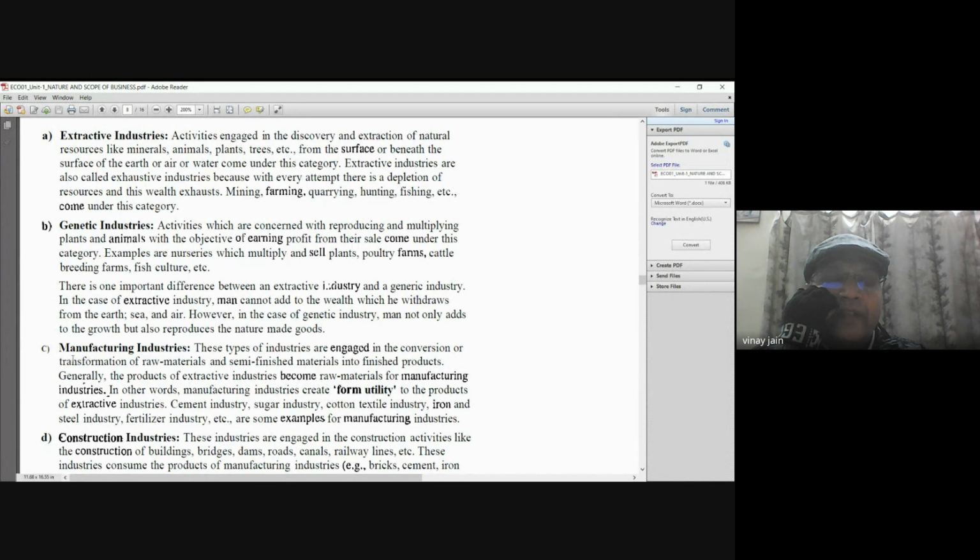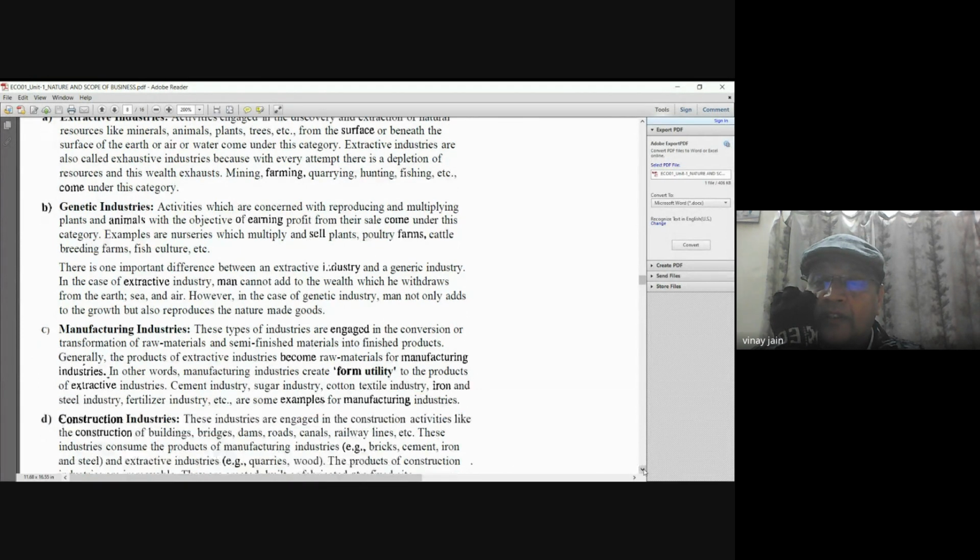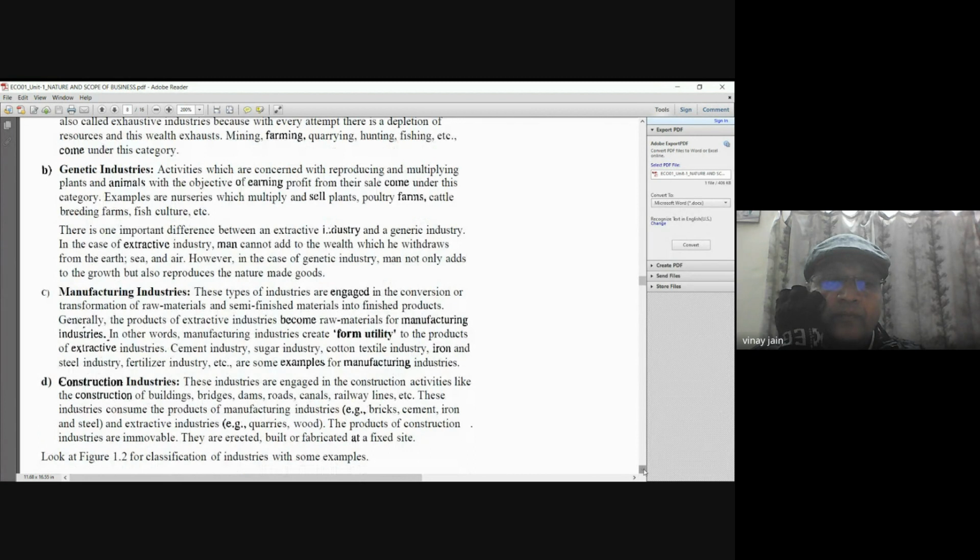And if we talk about the manufacturing industry, you create form utility in the product. Like cement industry, sugar industry, cotton textile industry, iron and steel industry, fertilizer industry are some examples of manufacturing industry. So these are production of goods.